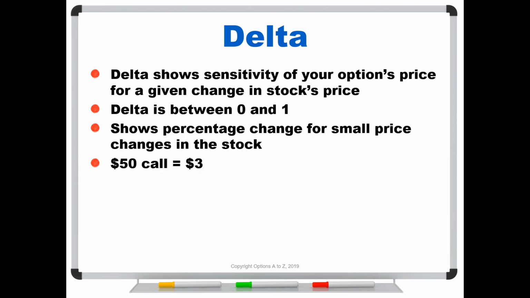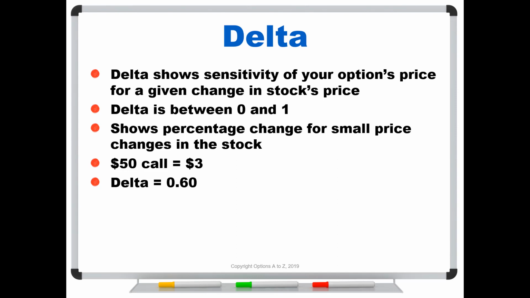So for example, let's go back to our $50 call trading for 3. We now look at our broker's platform, and we see that that option has a delta of 0.60. Keep in mind that delta is good only for right now. It's going to change as time changes, as volatility changes, and as the stock price changes. But right now, it is a delta of 60.